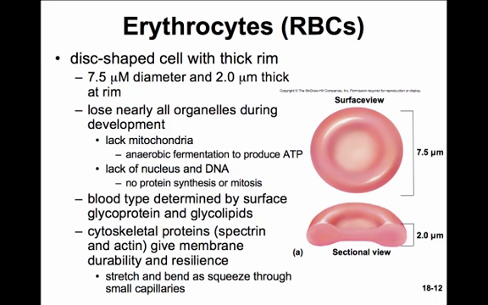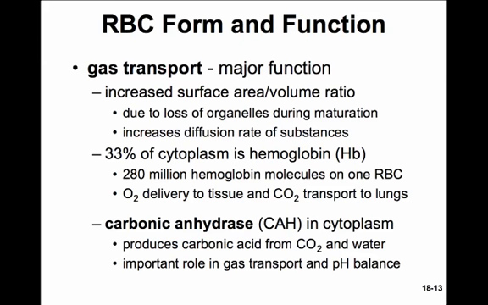red blood cell's shape. It allows the red blood cells to stretch and bend as they squeeze through the small capillaries, because the very smallest capillaries are smaller in diameter than the red blood cells. So they'll squeeze and bend, and then they'll reform their shape, just like an inner tube, say, that was filled with air. So the primary function of the red blood cell is obviously gas transport.